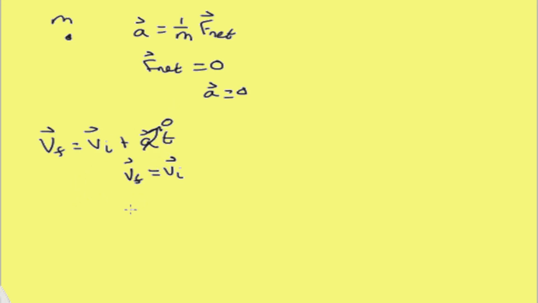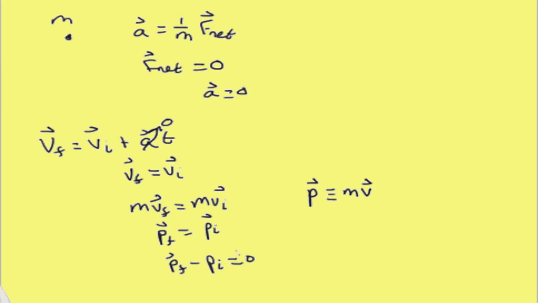Now if we multiply both sides by the mass of the object, then we get this, and we can define a quantity known as the momentum as the mass of the object times its velocity. Momentum is a vector quantity because we have a scalar times a vector. So the final momentum is equal to the initial momentum, or we can rewrite this as the final momentum minus the initial momentum equals 0, and final minus initial is always the change in. So this is the change in momentum.